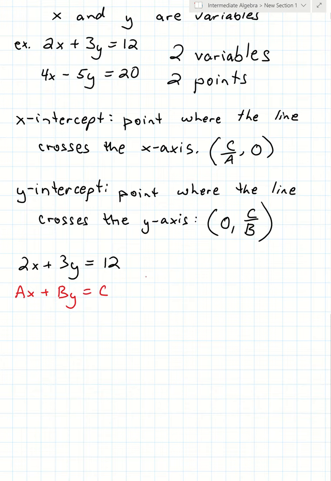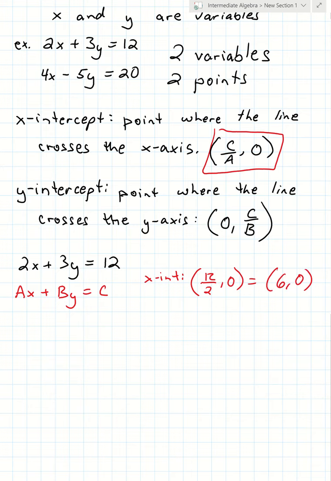Well, first let's calculate the x-intercept. And to get the x-intercept, we have to take your number c divided by the numerical value of a, comma 0. Well, c is the number 12 divided by a, which is the number 2, comma 0. So when we simplify, we have an x-intercept at 6, 0. That's one point.